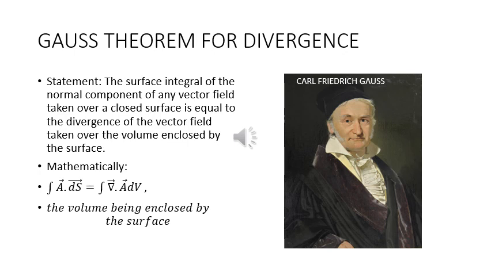Next, we state and prove the Gauss divergence theorem. The statement is: the surface integral of the normal component of any vector field taken over a closed surface is equal to the divergence of the vector field taken over the volume enclosed by the surface. Mathematically, we can write this as the integral of A dot ds is equal to the integral of divergence of A dv, the volume being enclosed by the surface.